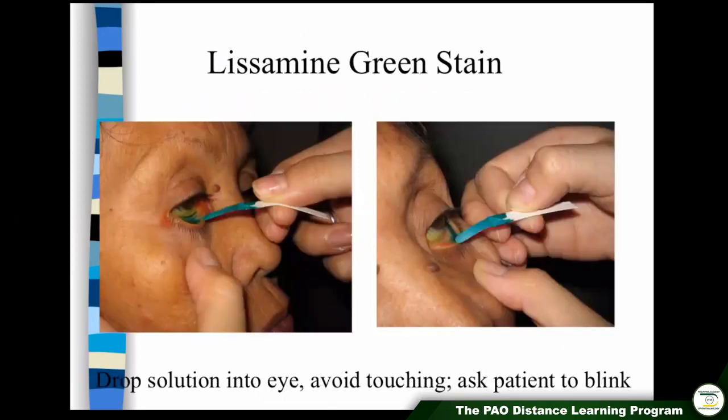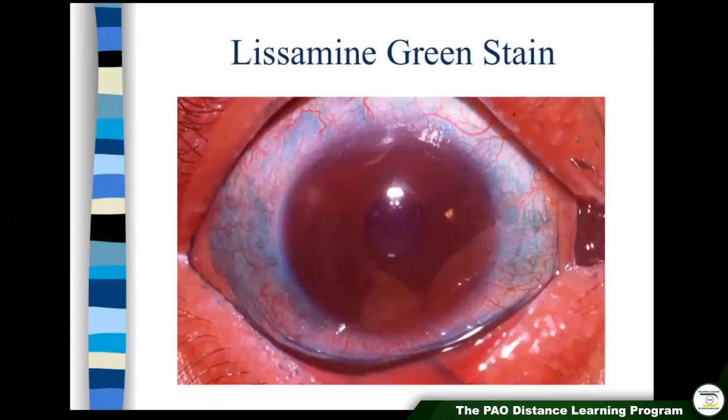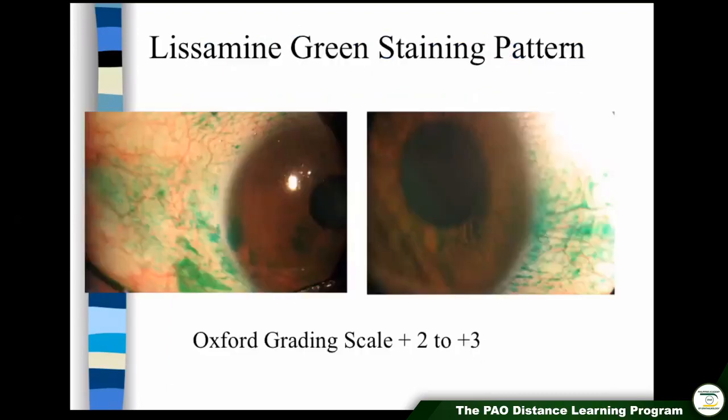Then you tap it into the lower inferior fornix, avoiding touching, and ask the patient to blink. Basically, it will stain mostly on the conjunctival side. So you can do an ocular staining, you may or may not, as long as you put your findings in your notes. This is very severe staining, all across the entire palpebral fissure area.